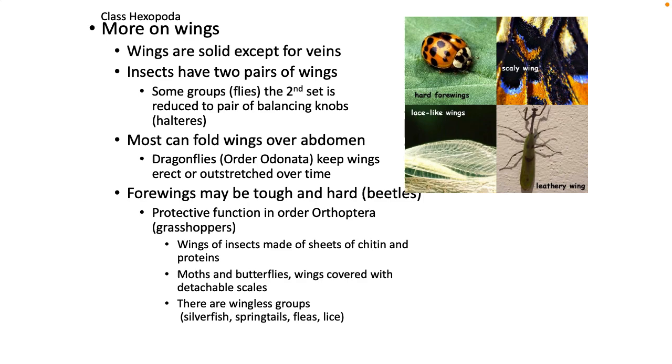Okay, more on the wings. Insects have two pairs of wings. They can fold over the back of their abdomen. Dragonflies, however, keep them erect or outstretched. Beetles, you may not know, have wings and they hide them underneath their shell. So when you look at a ladybug, you're like, oh, can't fly, and all of a sudden, boom, it does fly. It's because the wings are hidden.